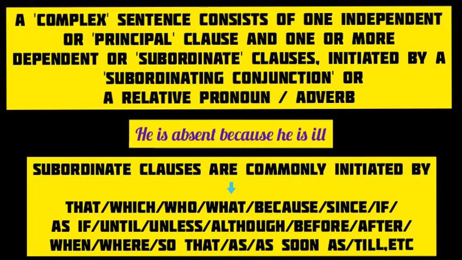For example, he is absent because he is ill. In this sentence, he is absent is the principal or independent clause, and because he is ill is the subordinate or dependent clause. As you can see, the subordinate clause is initiated by the subordinating conjunction because. The principal or independent clause can make a complete sense by itself. However, the subordinate clause does not express a complete sense. It depends on the main or principal clause for the completion of sense.